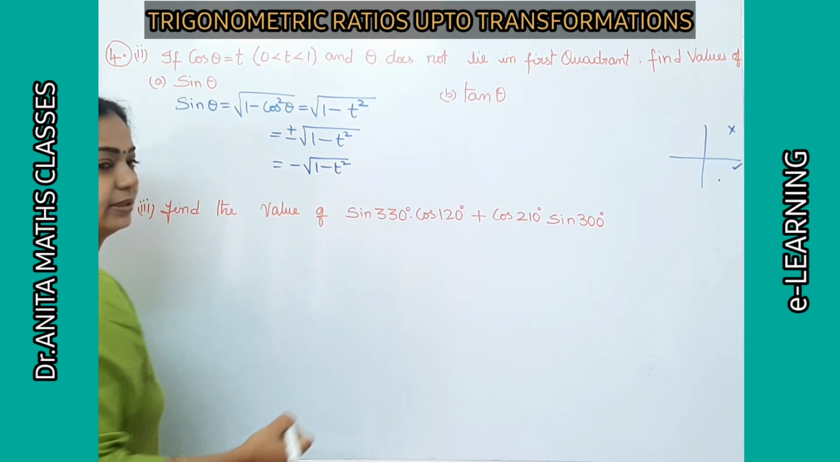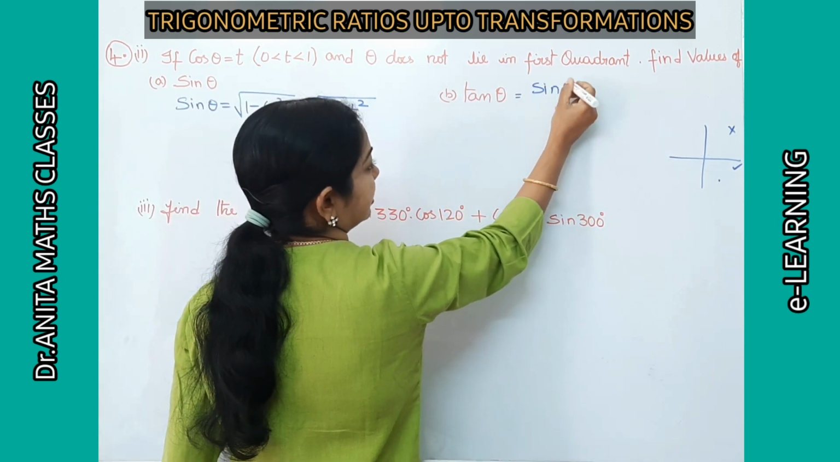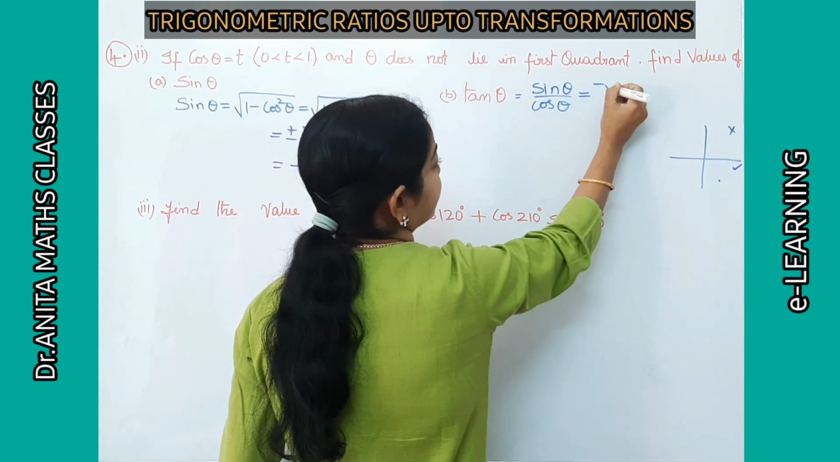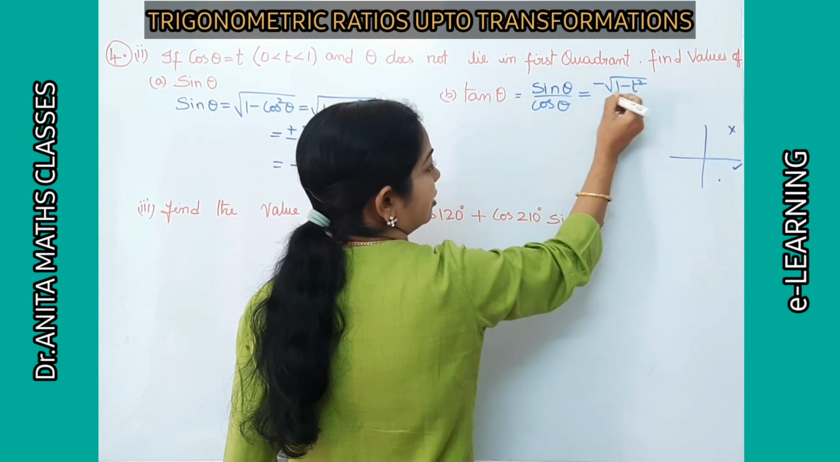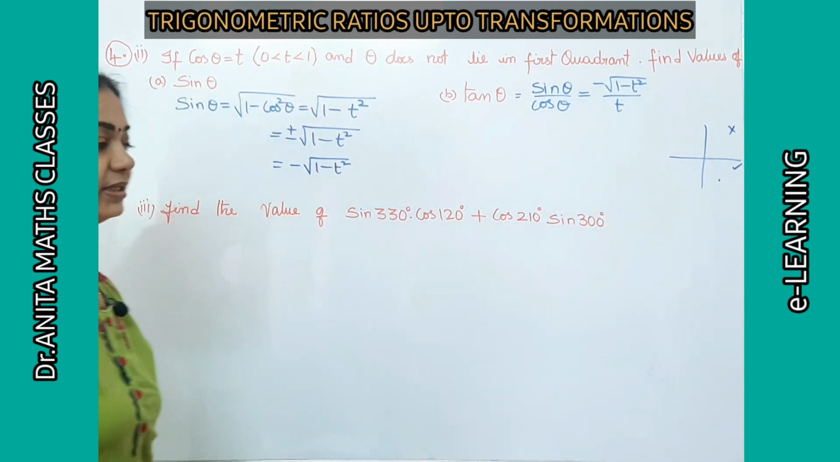Now tan is nothing but sine theta by cos theta, and we will substitute the values. Sin theta value is minus of root of 1 minus t square, upon, we know that cos is t. So this is the tan value.